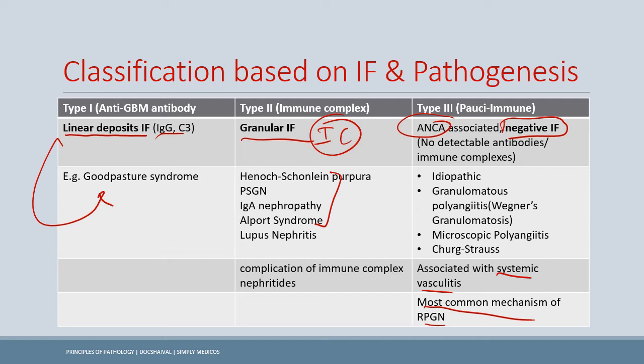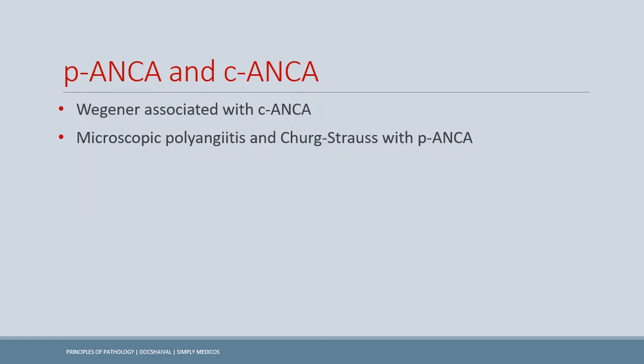Okay, now the important thing is that we have to differentiate between MPA, Churg-Strauss, and Wegener's granulomatosis. So for that we would see p-ANCA and c-ANCA. Now what is ANCA? ANCA is anti-neutrophilic cytoplasmic antibody. Now let's say we have our neutrophil, and then here is the nucleus.